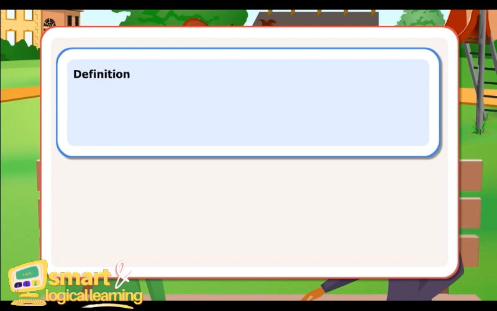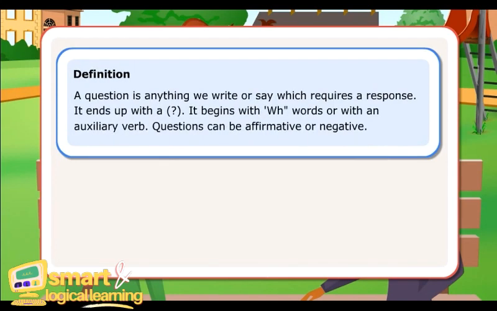Definition. A question is anything we write or say which requires a response. It ends with a question mark. It begins with WH words or with an auxiliary verb. Questions can be affirmative or negative.